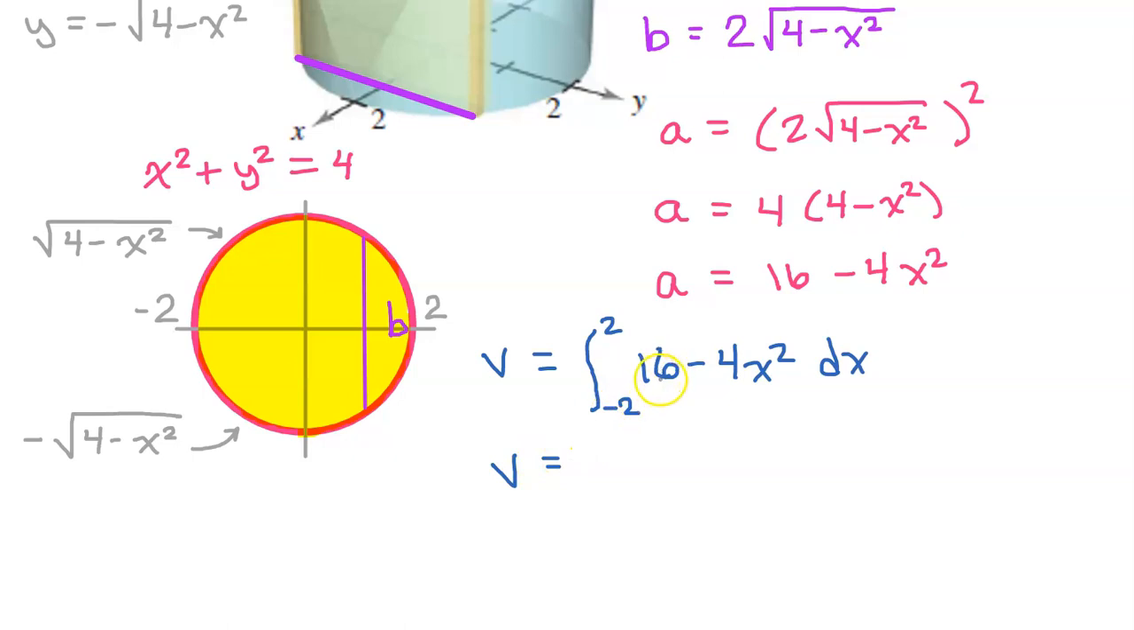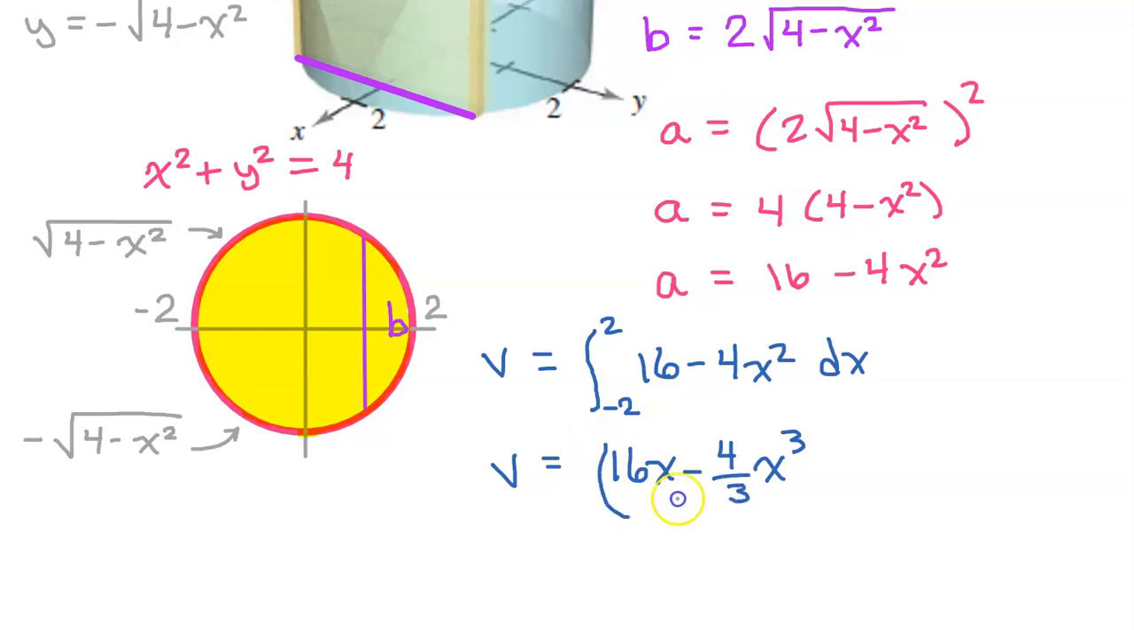The antiderivative of 16 is 16x. Now, the antiderivative of negative 4x squared, we increase the exponent by 1, so we have x to the third power. Then we divide by the new exponent, so we end up with negative 4 over 3.